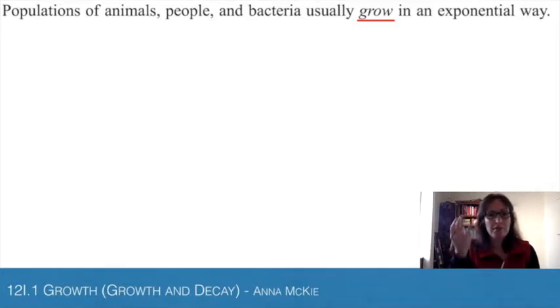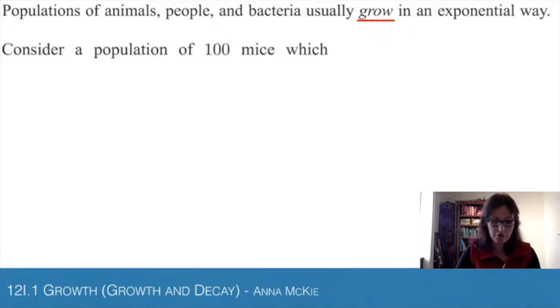Up until now, the types of functions that you might have been working with are linear or quadratic types of functions. These ones are exponential functions. So up until now, x has been the base, and perhaps x raised to the power of 2 or 3 or something like that. In exponential functions, x is in the power. So it's some number base raised to the power of x. And populations of animals, people and bacteria usually grow in exponential ways. So this is where these are quite useful.